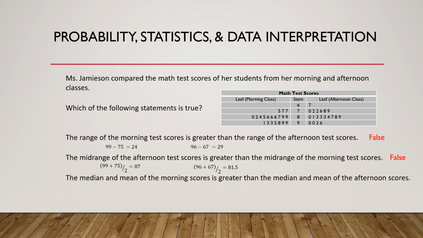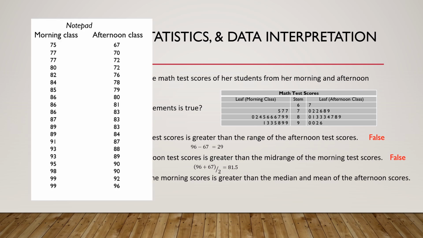The median and mean of the morning scores is greater than the median and mean of the afternoon scores. The median is the middle data point in a data group that is arranged from lowest value to highest. If there is not one true middle, then the average of the two middle scores is taken. I've arranged the data on a vertical chart in order to better see this concept.